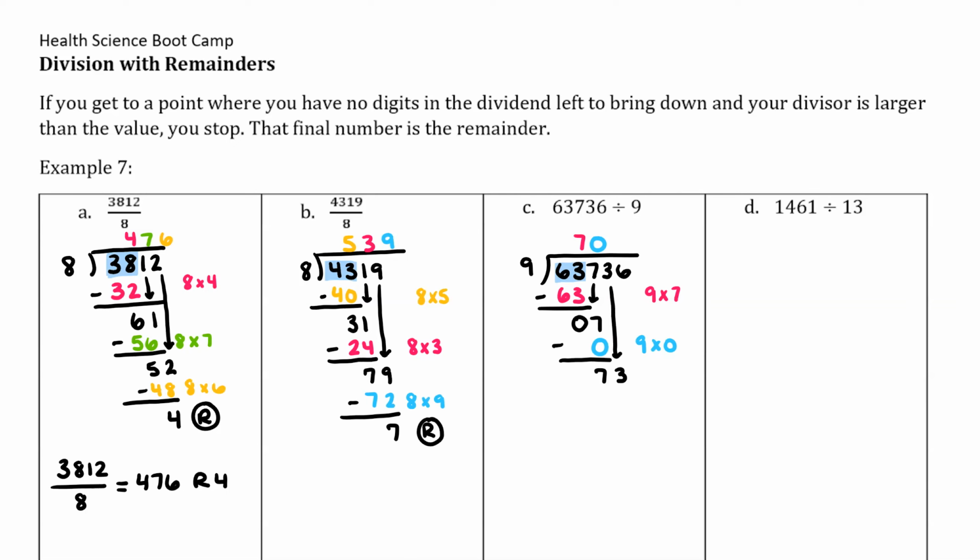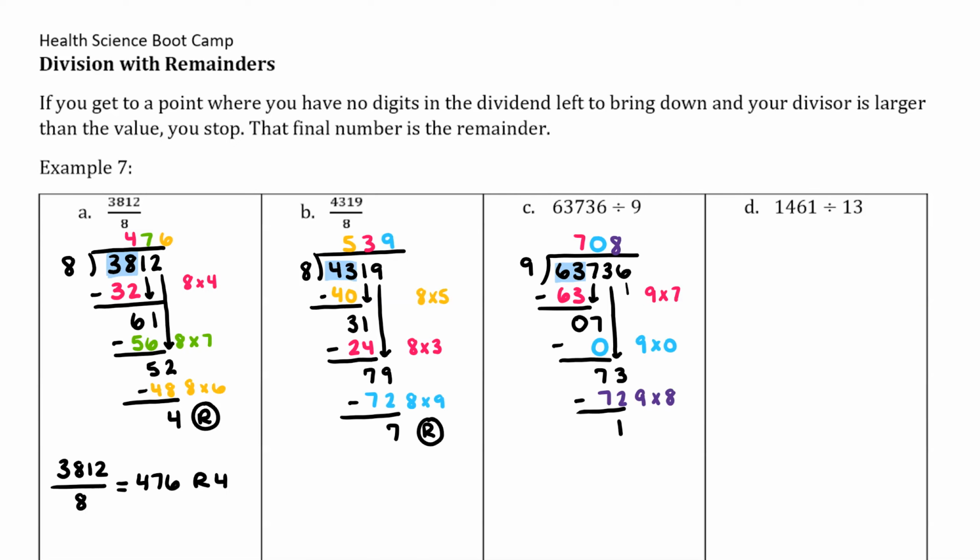What can I times 9 by to get close to 73? So 9 times 8 is going to make 72, which is perfect. It's close, but it's not quite. So 8 is going to go upstairs. 72 is going to go downstairs for subtraction. 73 take away 72 is 1.